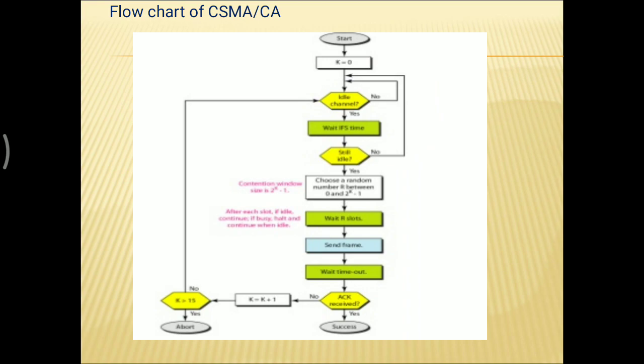IFG is a fixed time interval. After the fixed time interval, again we sense whether the medium is free or not, and we go for transmission. If the channel is free, after completion of IFG, before sending, we give the contention window, that is R slots, and after completion of those R slots, we transmit the data. That is CSMA-CA. Hope you understand about CSMA-CD and CSMA-CA.